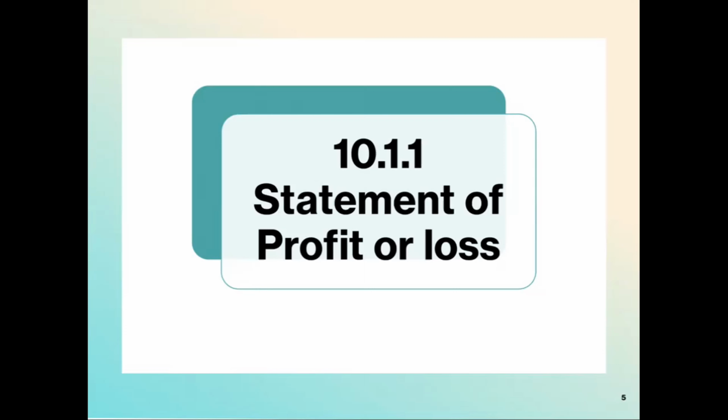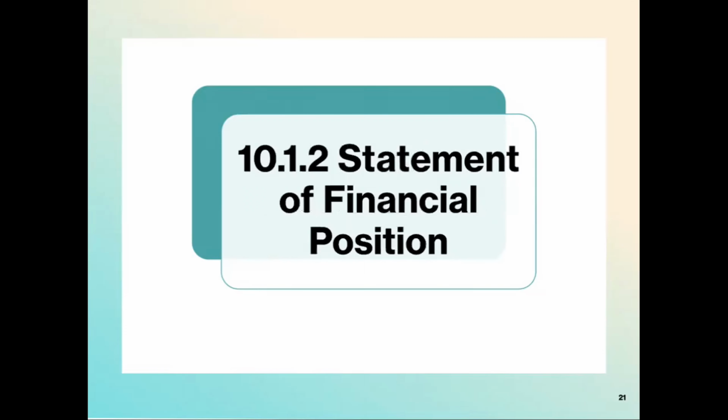And also, we started our discussion on the statement of financial position. Whilst the statement of profit or loss is giving us the financial performance, the statement of financial position is giving us the financial position, the financial muscle, the financial strength. So it looks at assets and liabilities. It gives us the value of the business.